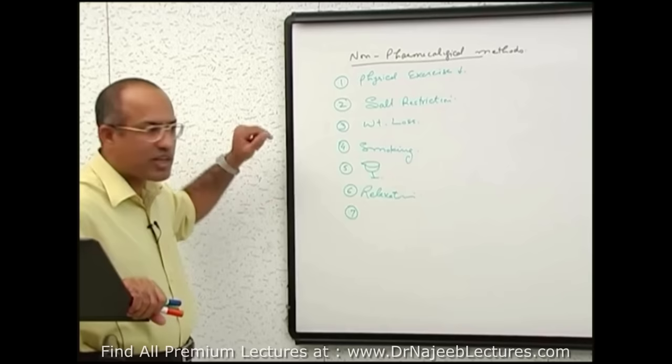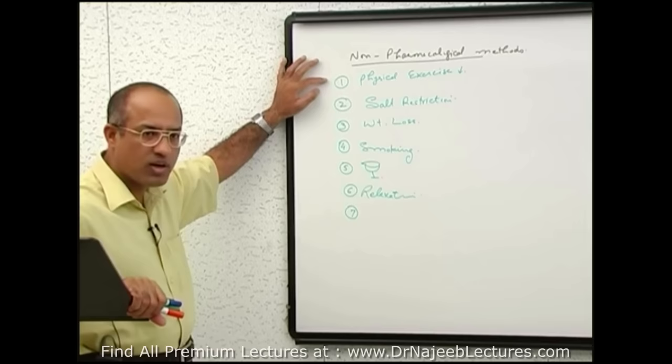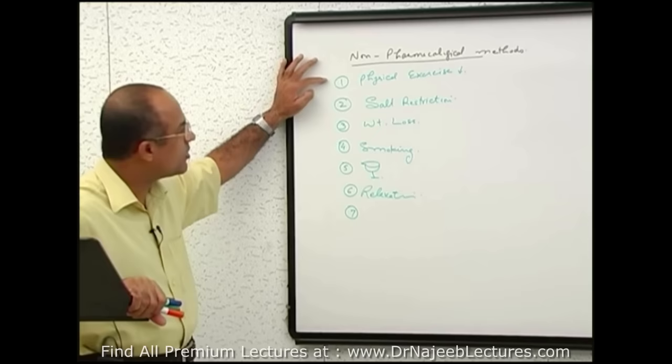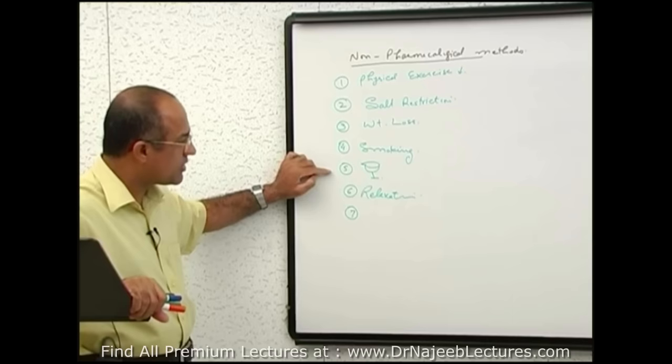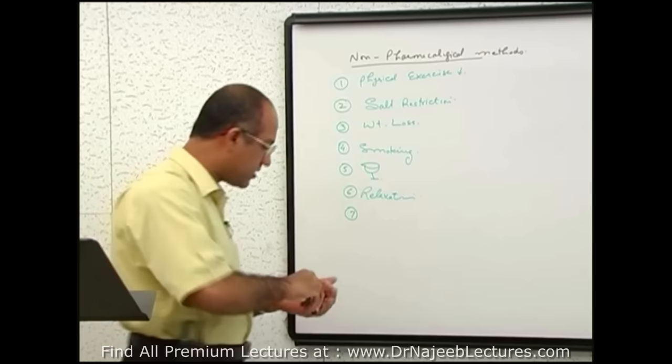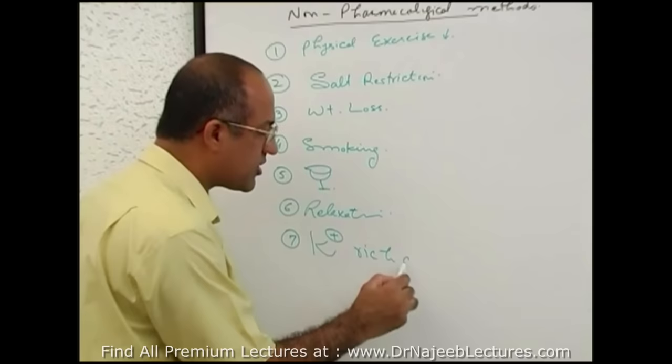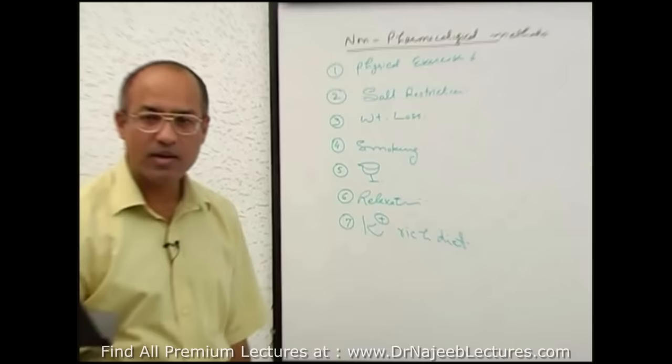We are talking about non-pharmacological management of hypertension, that the patient should have a healthier lifestyle. Lifestyle modifications in which physical exercise should be done regularly. They say at least 20 to 30 minutes, 3 days a week. Salt restriction, weight loss if the person is obese, smoking should be avoided, rather better to stop. Moderation in alcohol intake, then relaxation techniques and biofeedback, and then potassium-rich diets. One of the latest research findings is on potassium-rich diets. Potassium is rich in which type of diets? Yes, bananas and fruits.